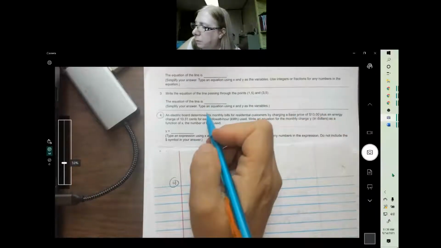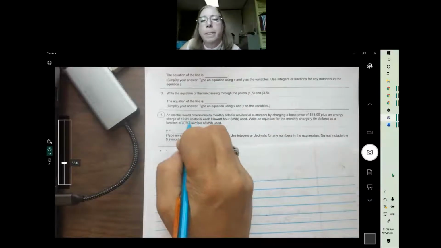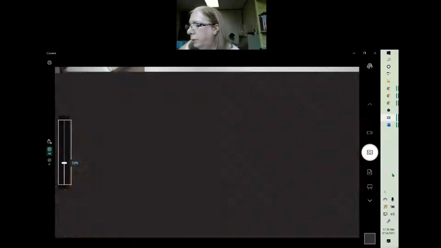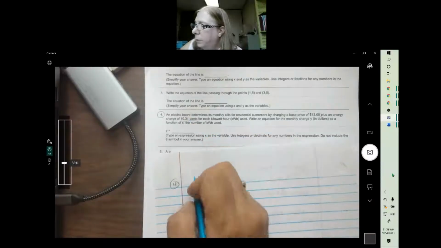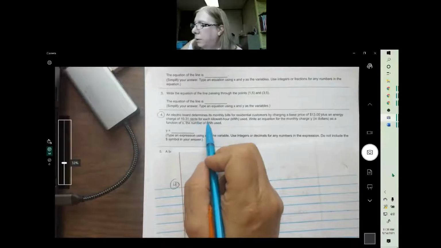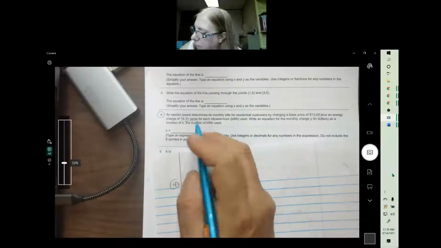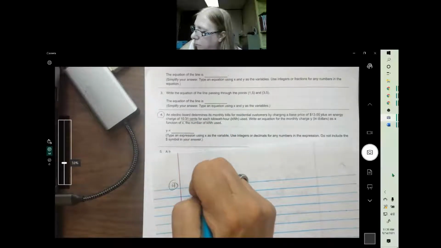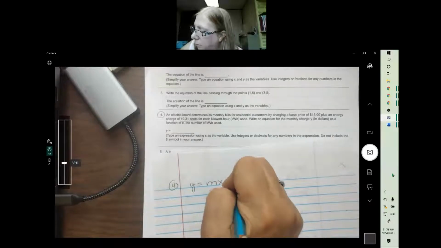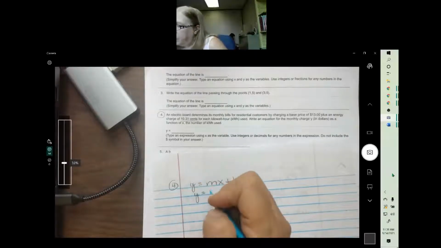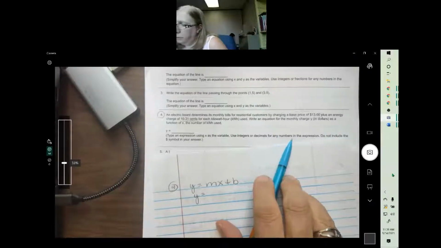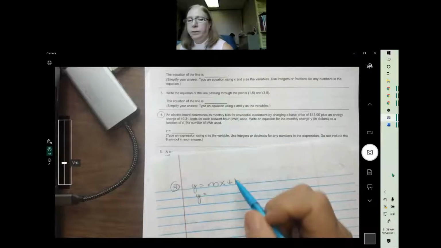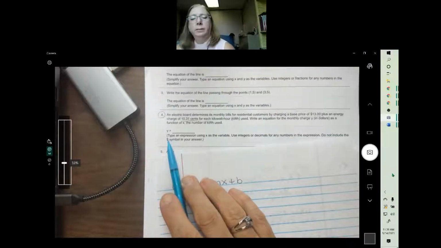I didn't realize this was in cents. So this is in dollars and this is in cents, so you want to be careful of that. But also notice this is a rate of change. It's cents for each kilowatt hour. Type an expression using X. Okay, so they must want it in dollars, although you don't have to put the dollar signs.